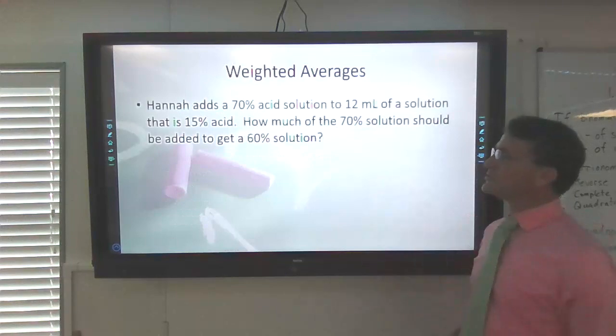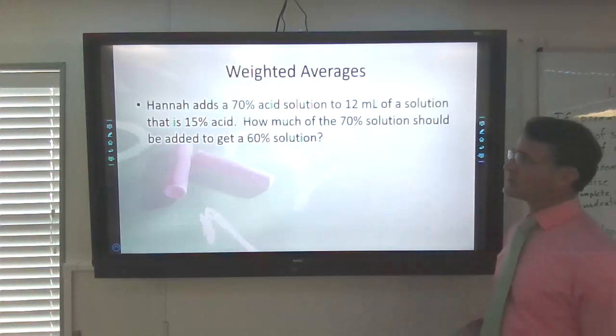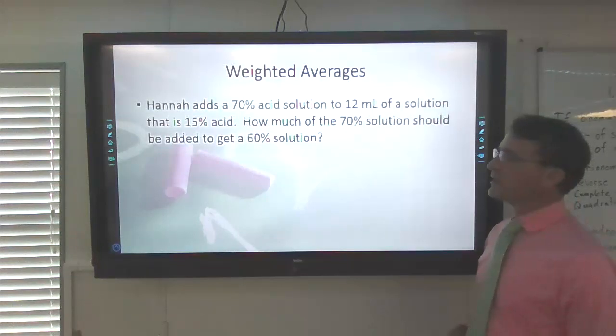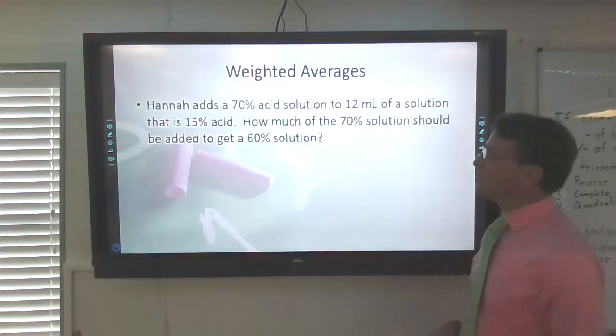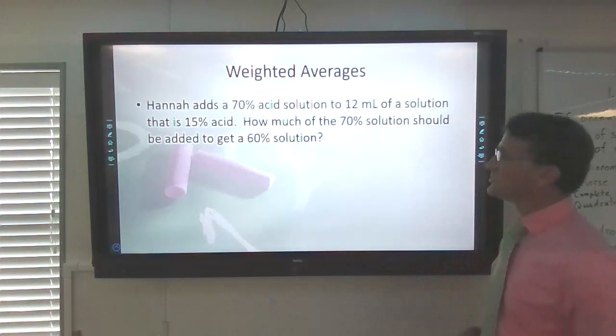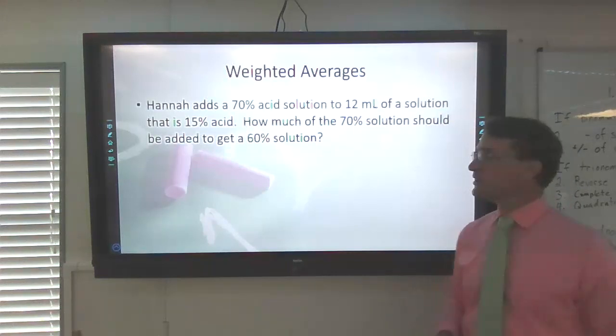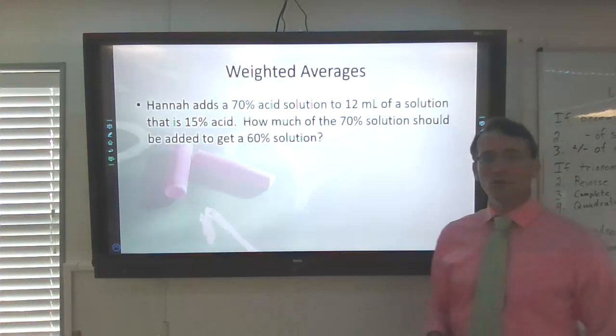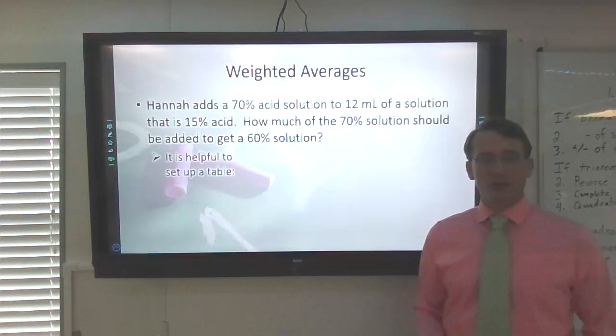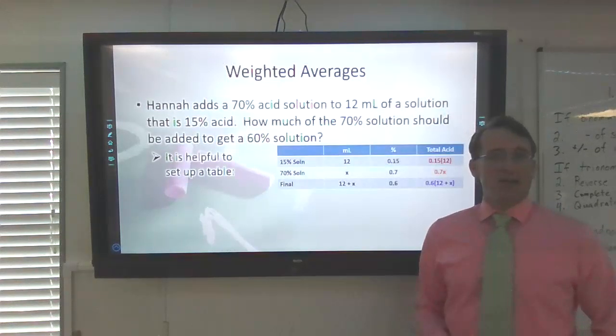So as an example, let's just say Hannah adds a 70% solution of an acid to 12 milliliters of a solution of acid that is only 15%. How much of the 70% solution should be added in order to get a 60% acid solution? I would suggest creating a table.